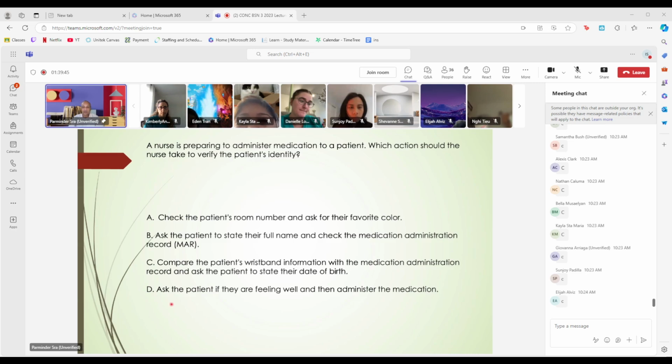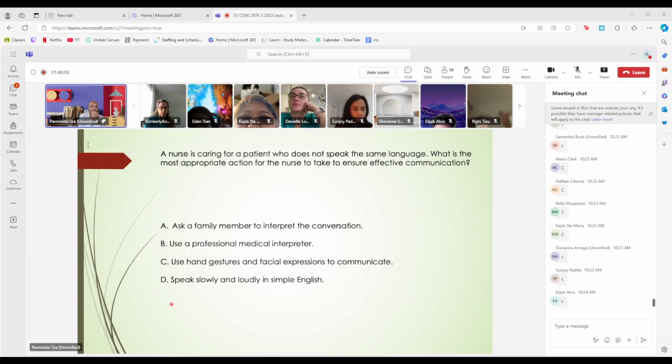Right, guys, so C is the correct one here, that you compare the patient's wristband with the medication administration record, the MAR, and ask the patient to state their date of birth. So always two patient identifiers. Okay, it should be easy and breezy. Nice, nice, nice. Good job, good job, good job.